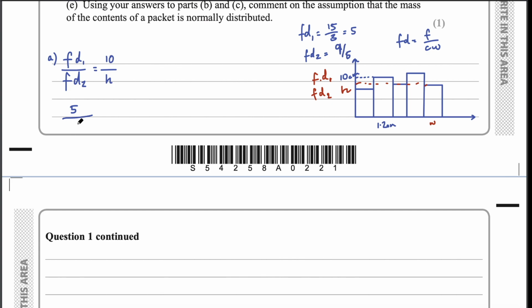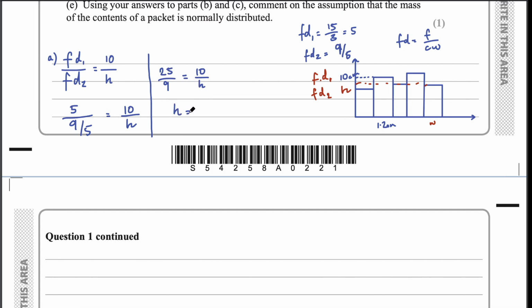Frequency density 2 is 9 on 5, and this equals 10 over h. Alright, so let's go ahead and rearrange this in terms of h. We could work out this left-hand side first. This will become 5 times 5 over 9, which would be 25 over 9, equals 10 on h. And then cross multiply.